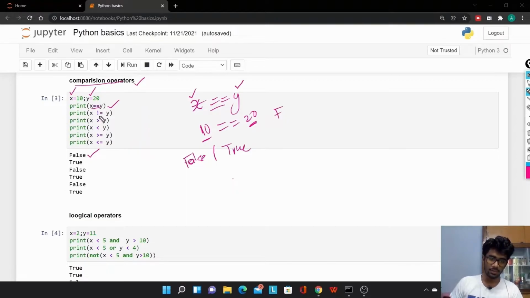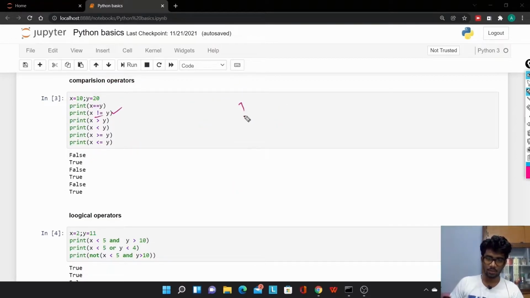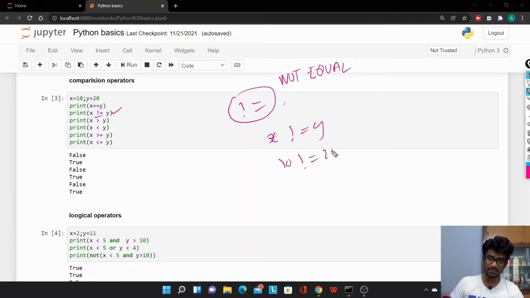And then when you observe this symbol, it indicates not, and this symbol indicates equal to, and combined they indicate not equal, which means you are saying that x is not equal to y. The x contains the value 10 and y contains the value 20. So 10 is not equal to 20. So this is true, right?